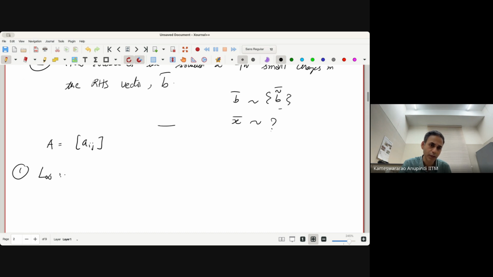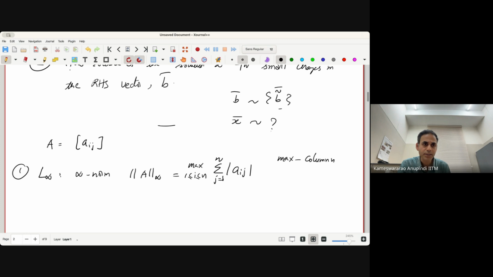This is called the L infinity norm, or infinity norm, for a matrix: the norm of A sub infinity equals the sum of the modulus of Aij over j equals 1 to n, and then take the maximum value of that over i less than or equal to n. So this is basically the maximum column sum.